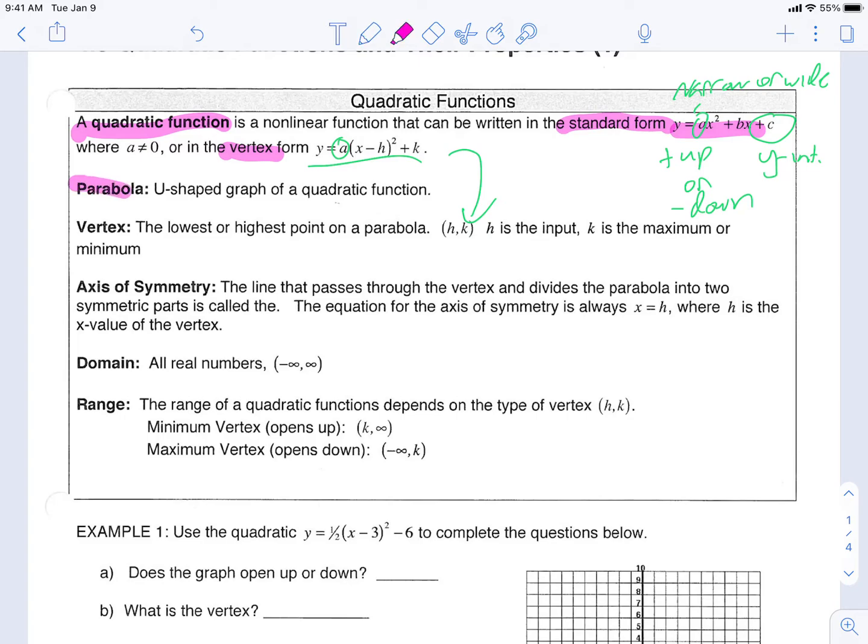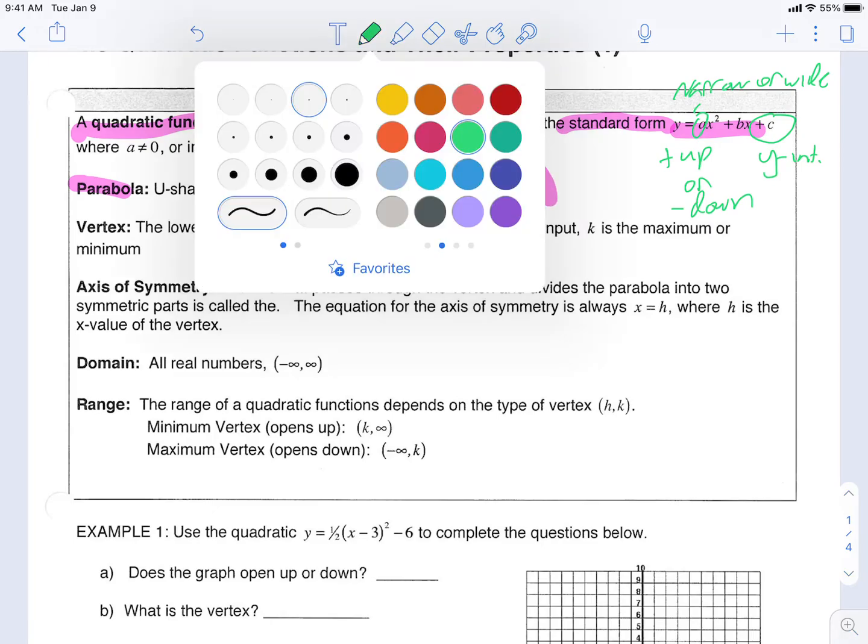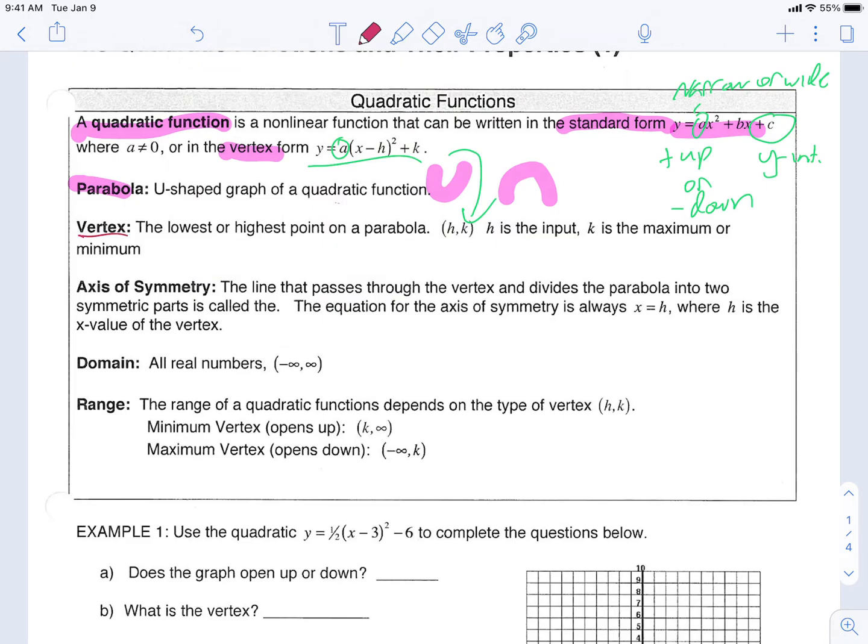Now, a parabola is a U-shaped graph of a quadratic function. It could be either a U, or I guess you can call it like an N. The vertex is the lowest or highest point of the parabola, h comma k. And this is, again, sometimes in math things are counterintuitive. So you're looking at this and you're like, well, it's positive h k, and here you notice, well, it's x minus h, but it's still a positive k here. So, if it's in the parentheses, it's going to be the opposite.